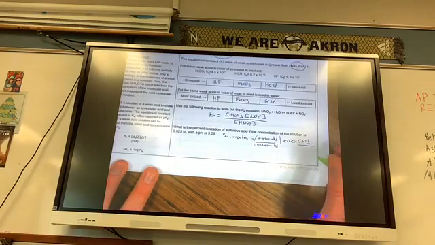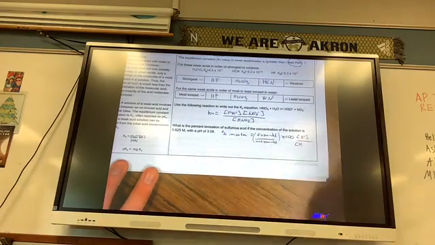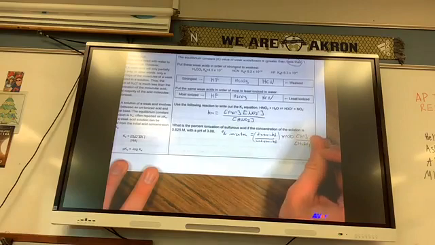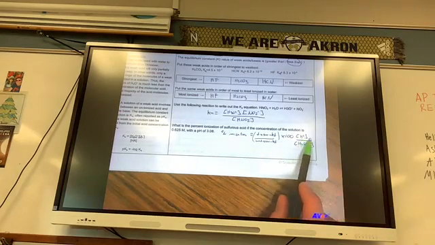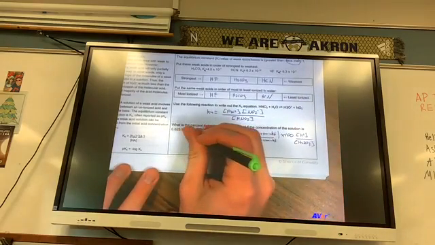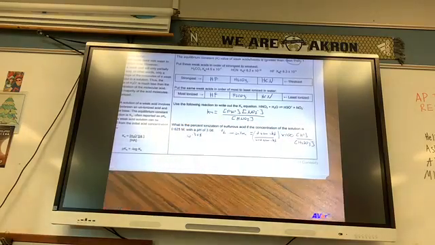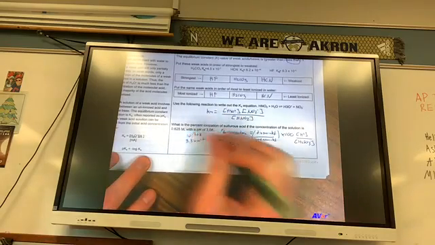divided by the concentration of H2SO3, sulfurous acid. So I need the concentration of both of those. To get my concentration of H plus, I take 10 to the negative 3.08. What do you get for that? Something small, probably. Yep, 8.3 times 10 to the negative fourth.